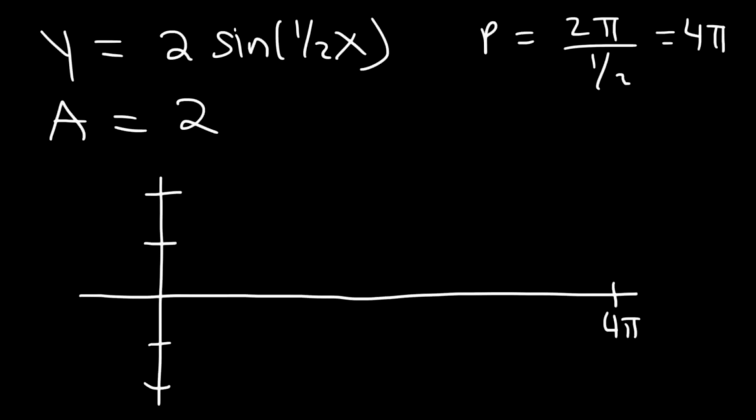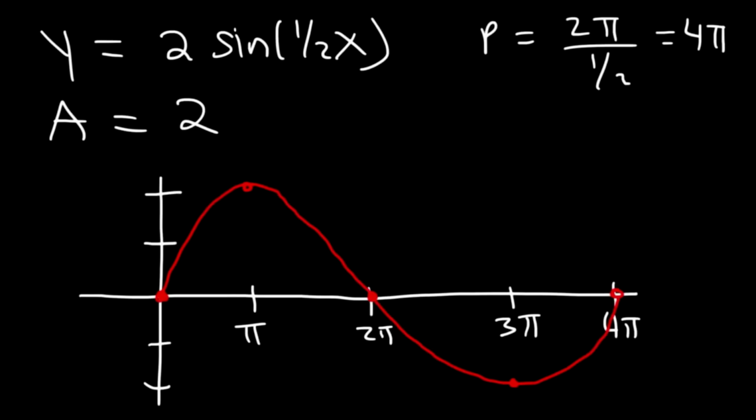But we need to break it up into 4 intervals. So that's 1 pi, 2 pi, 3 pi, and 4 pi. Sine starts at the center, then it goes up, back to the middle, down, and then back to the middle. So we're going to have a graph that looks like that. So if you have a fraction, what's going to happen is it's going to stretch horizontally.